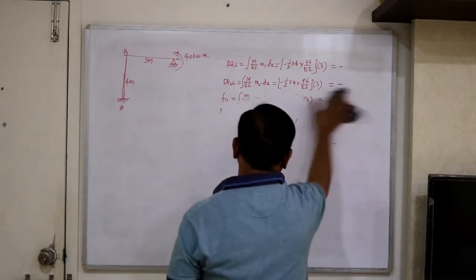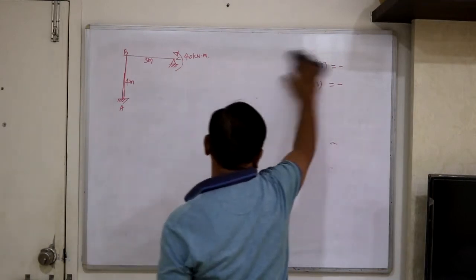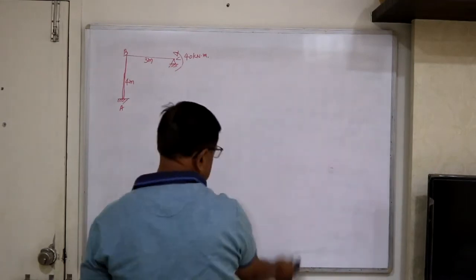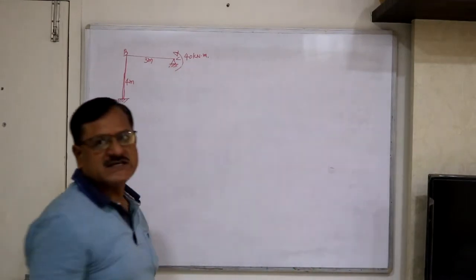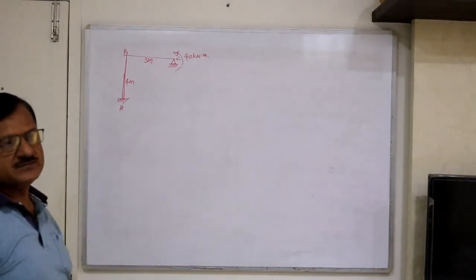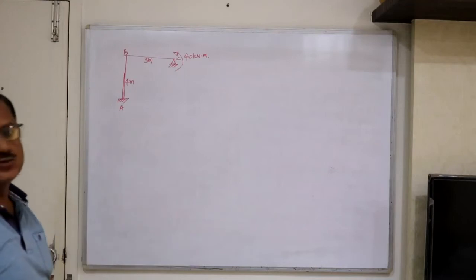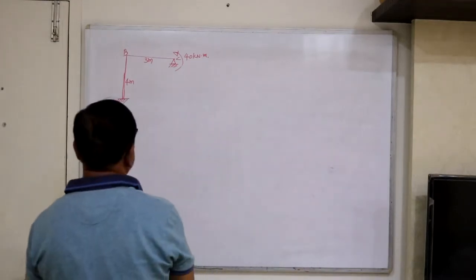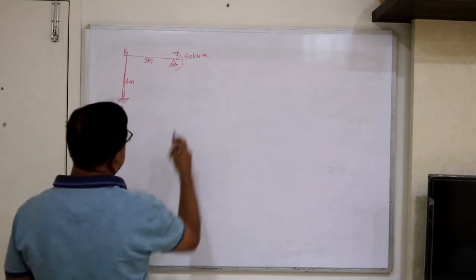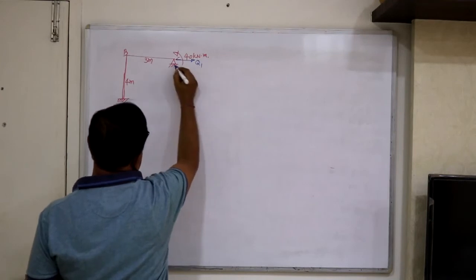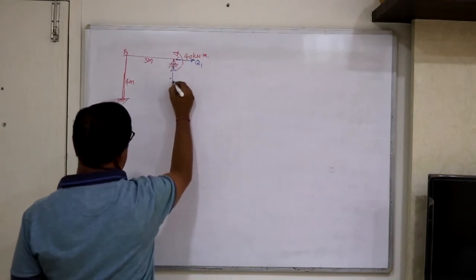Now the beam is subjected to a concentrated moment at the hinge support. Suppose instead of a hinge a roller is given, then there is only one unknown. Here a hinge is given, which means two unknowns. Let's assume Q1 and Q2 as the reactions here.